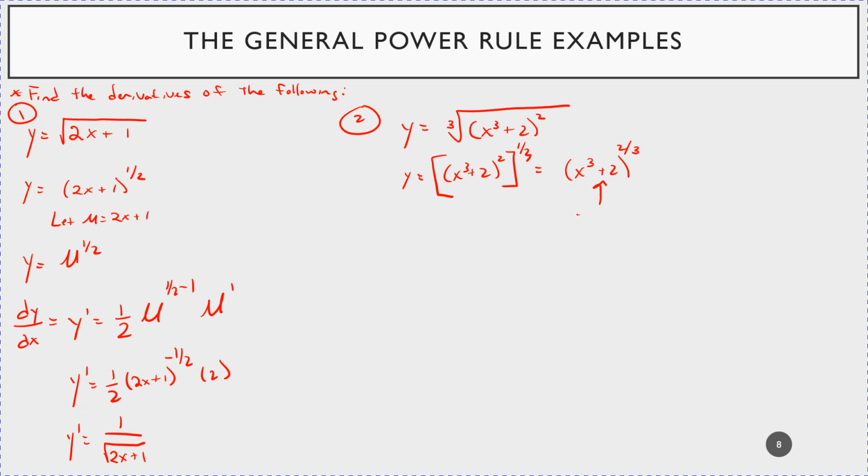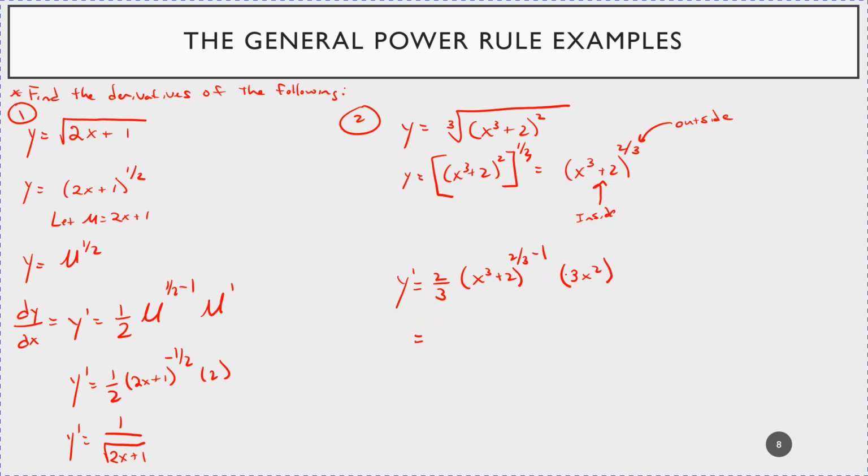Look, this is the inside, and this is the outside. All right? So our derivative, y prime here, take the derivative of the outside. So just apply the power rule. Bring the exponent down in front. This is 2/3. Leave the inside alone, x cubed plus 2 to the 2/3 minus 1 times the derivative of the inside. Well, the derivative of x cubed here is 3x squared, and derivative of 2 is 0, so it's just 3x squared.